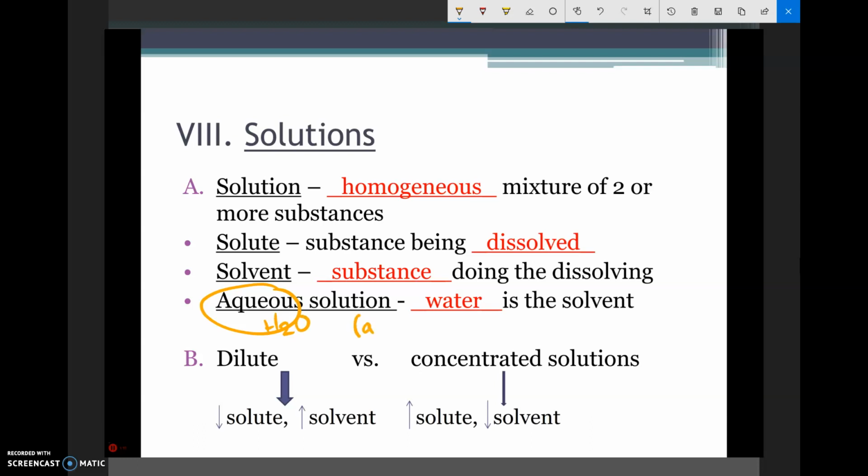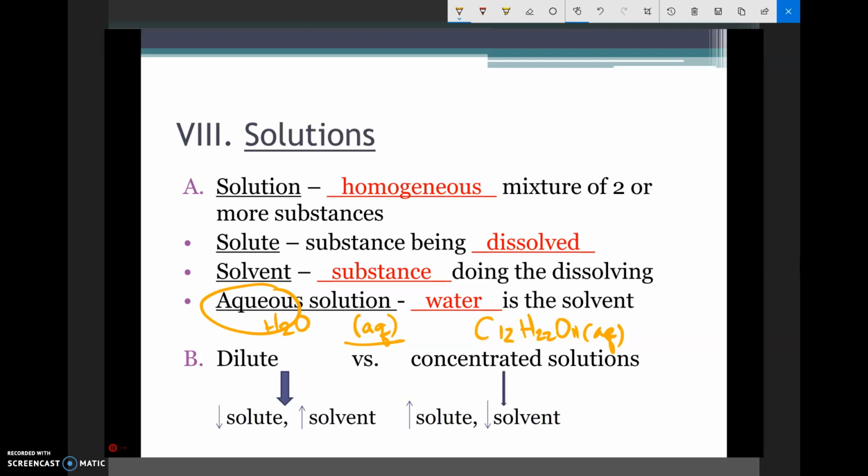And in reactions, if you have an aqueous solution, you'll see an AQ behind the substance. So for example, if we have sugar water, that would be C12H22O11. And to show that it's dissolved in water, we would put that AQ behind it.